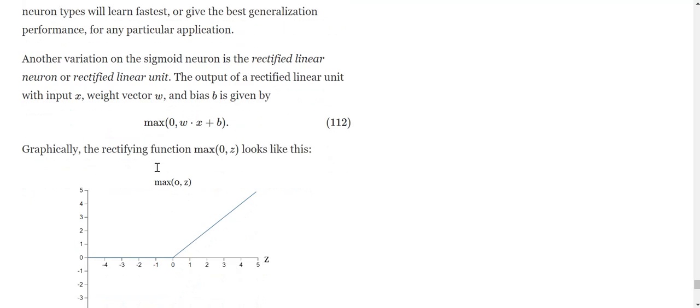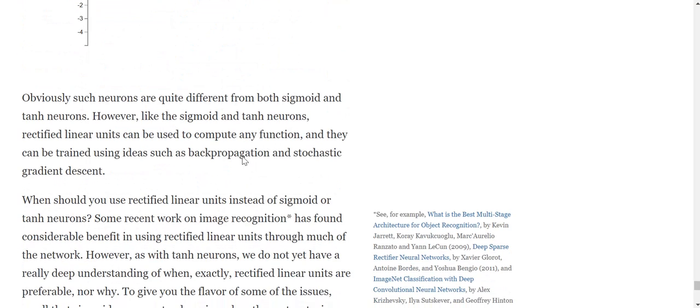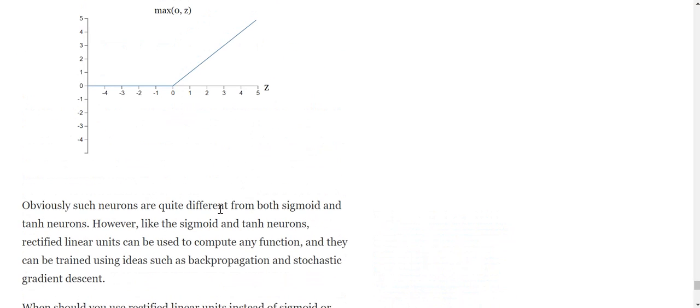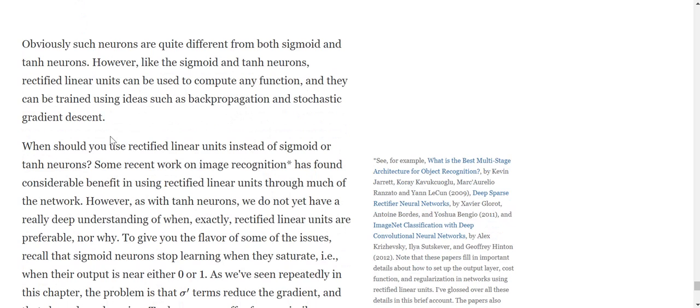Another variation is the ReLU, which is also known as the rectified linear neuron or rectified linear unit. The output is just the maximum of wx plus b and 0. So if wx plus b is negative, you get a 0, and if it is greater than 0, then you get a linear line, right? Obviously such neurons are quite different from both sigmoid and tanh. However, like the sigmoid and tanh, ReLU can also be used to compute any function using SGD and backprop.